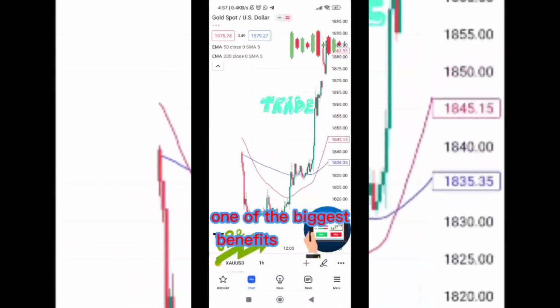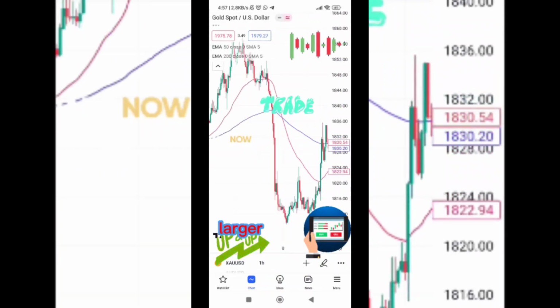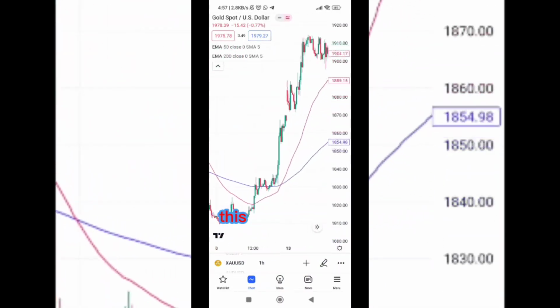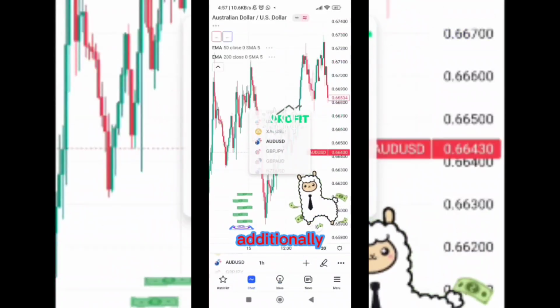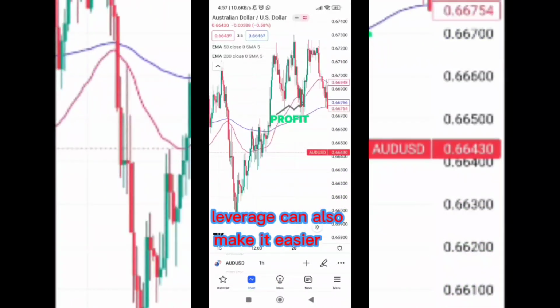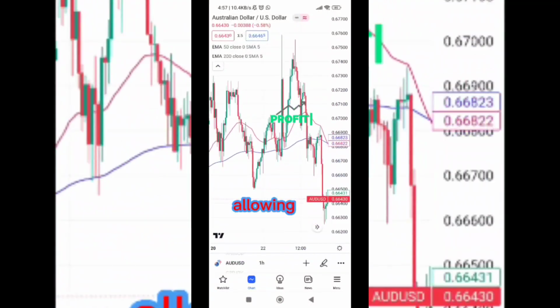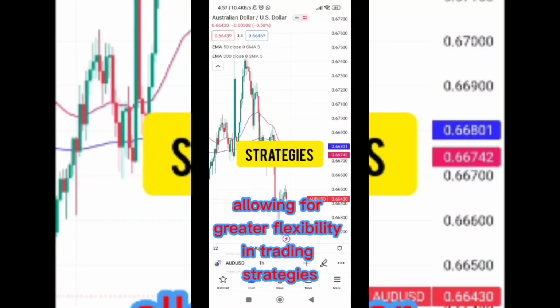One of the biggest benefits of using leverage is the ability to trade larger positions with less capital. This means that traders can potentially make larger profits from smaller investments. Additionally, leverage can also make it easier to open and close positions quickly, allowing for greater flexibility in trading strategies.